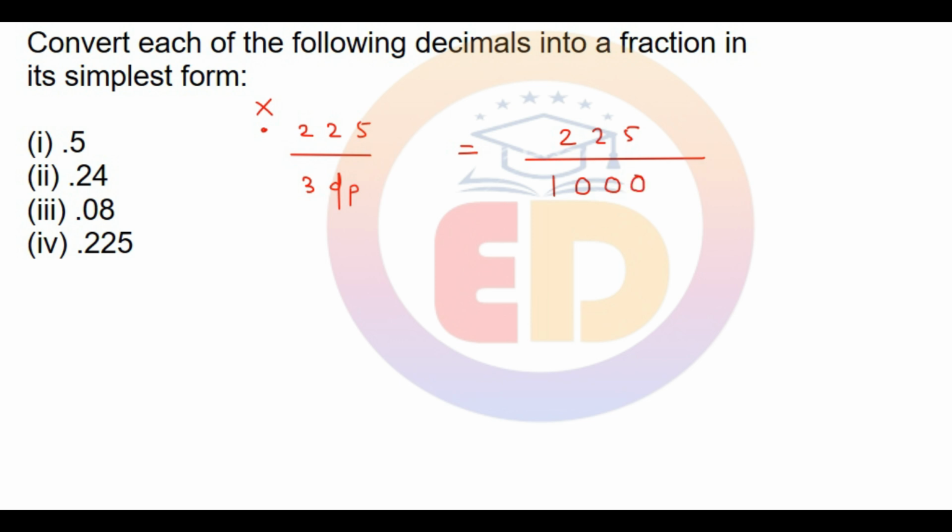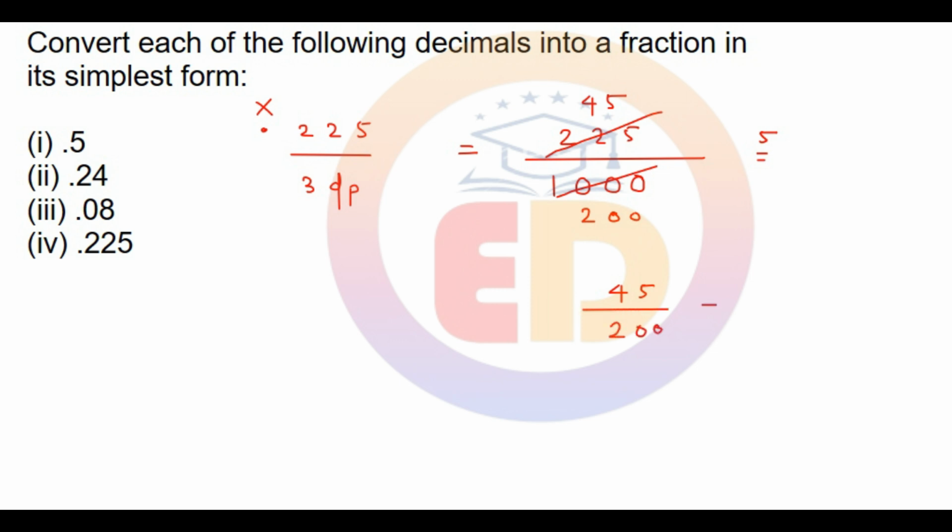Now both 225 and 1000 are divisible by 5. Let's divide 225 by 5. 5 4s are 20, carry 5, 5 5s are 25. So when I divide 225 by 5, I get 45 in the numerator. And let's divide denominator 1000 by 5. This will be 5 2s are 10, place 2 zeros, becomes 45 upon 200.